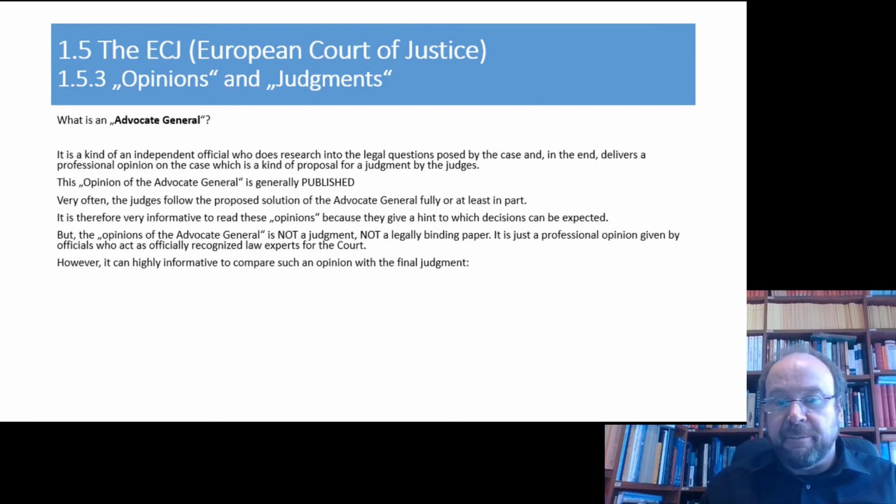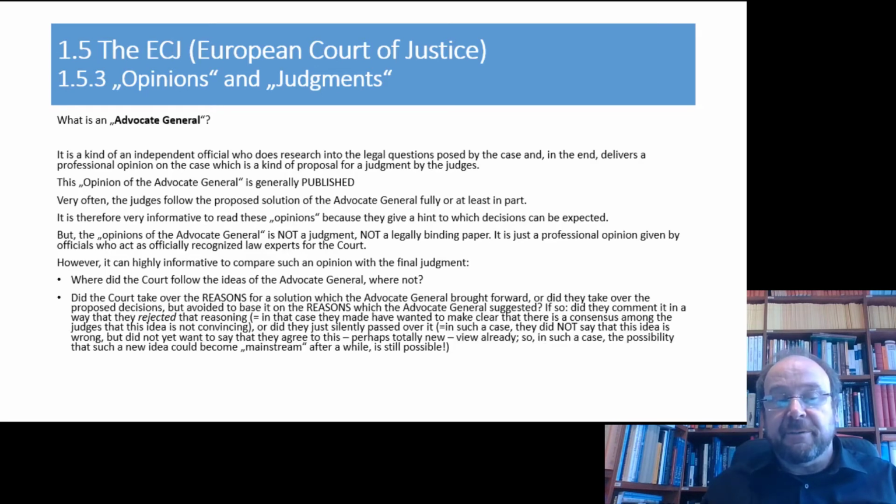So it can be highly informative to compare the opinions with the final judgment. For example, you can ask yourself, where did the court follow the ideas of the Advocate General? Where not? If the Advocate General proposed something and the courts abstained from taking it over, what does that then mean? For example, did the court clearly position itself against this idea? Or did they just remain silent and solve the case identically, but with other reasons, so that they didn't want to take over the theory of the Advocate General why something should be done?